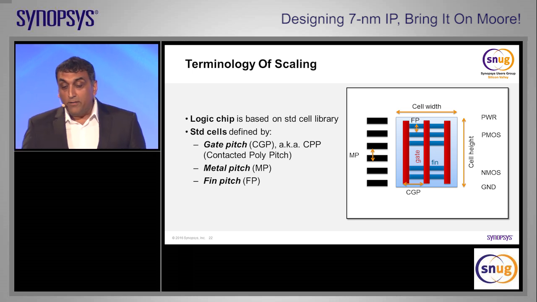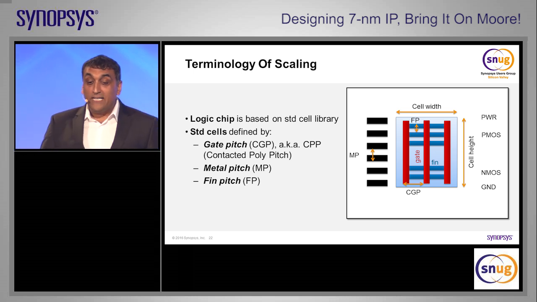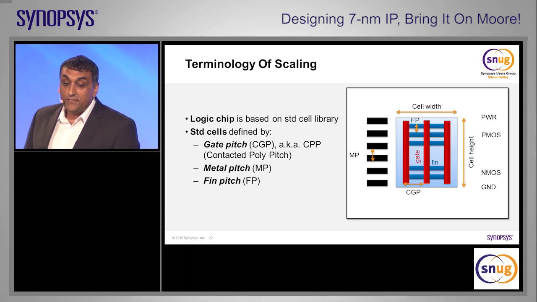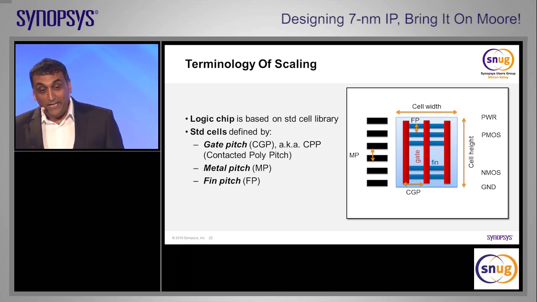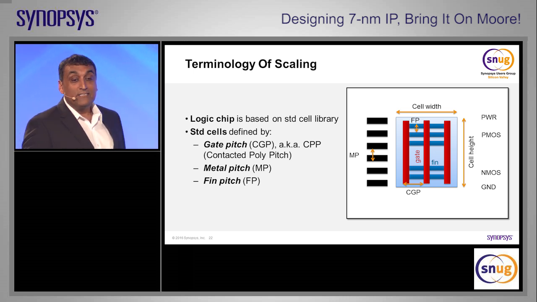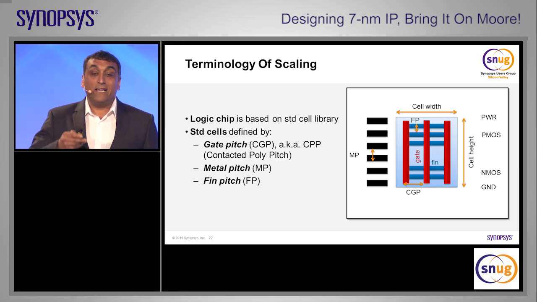So if you were to do a little bit of mathematics now, if you multiplied the gate pitch with the fin pitch, that gives you the transistor area, okay? If you multiply the gate pitch with the metal pitch, it determines the cell area. If that's not meaningful, basically what I'm saying is that if you're looking at a 12-track cell, it's easier to route than a 7-track cell, okay?